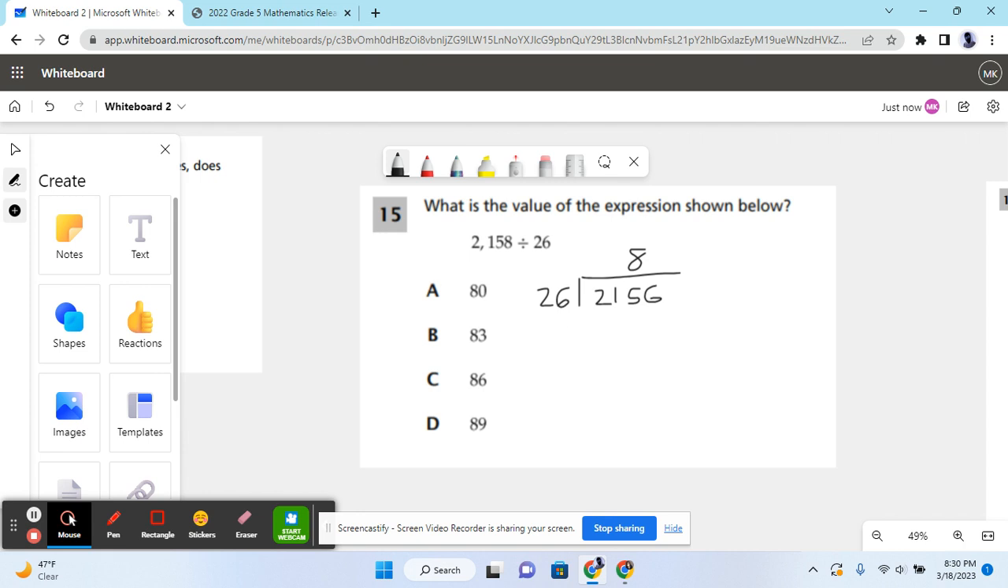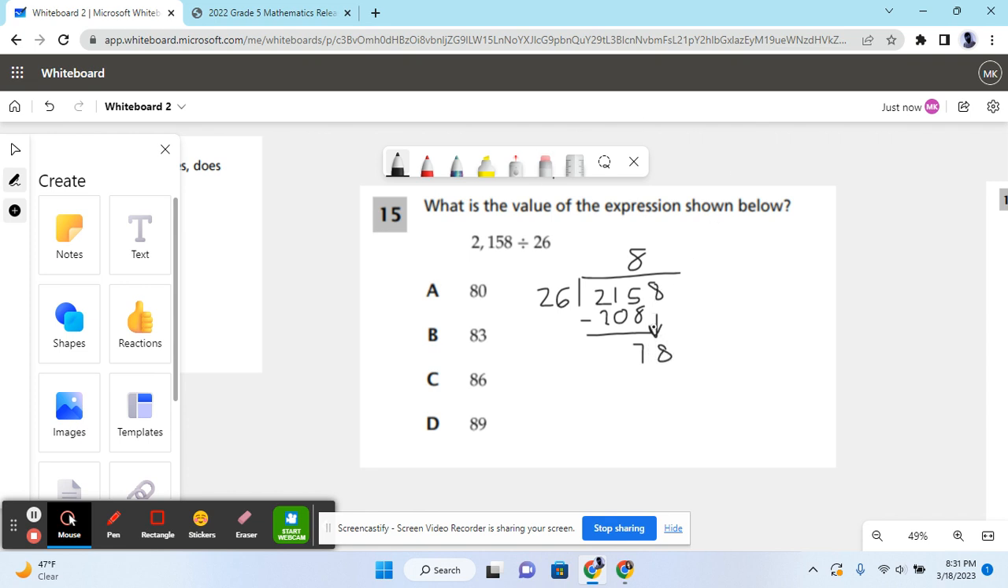So we subtract 208 from 215, and that gives us 7. Now we drop down the 8. Wait, I'm sorry, this was supposed to be an 8 all along. So sorry about that.